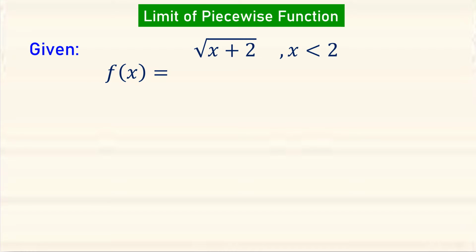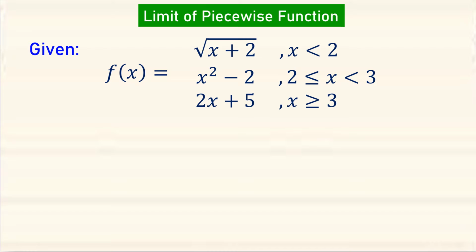Now let us determine the limit of a piecewise function. First we have the given f(x) is equal to the square root of x plus 2 if x is less than 2. f(x) is equal to x squared minus 2 if x is greater than or equal to 2 but less than 3. f(x) is equal to 2x plus 5 if x is greater than or equal to 3. So let us determine the limit of f(x) as x approaches 2 from the left.